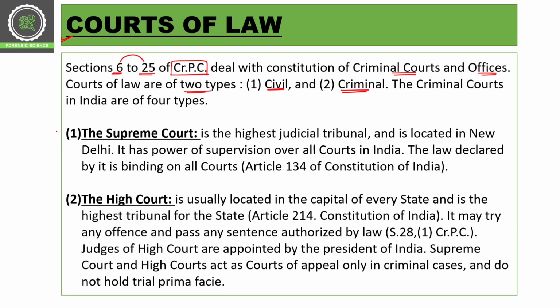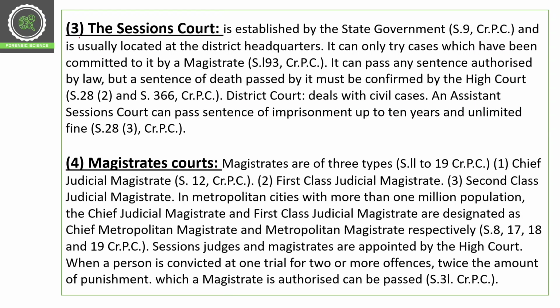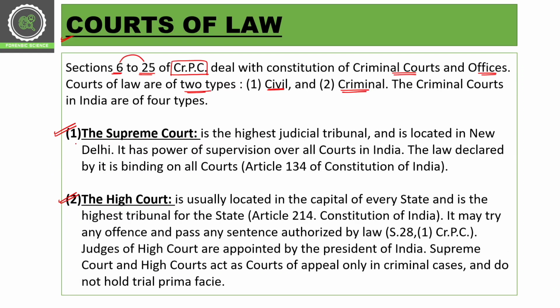As I said, we have four types of criminal courts: the Supreme Court, the High Court, the Sessions Court, and Magistrate Courts. One by one we will understand these important and different criminal courts. First one is the Supreme Court. Everyone has heard about the Supreme Court, the highest judicial body of our country. It is located in New Delhi.